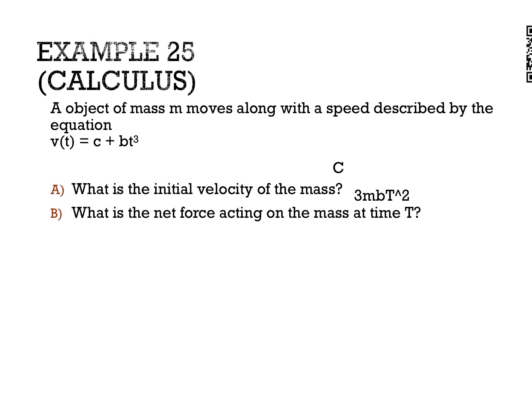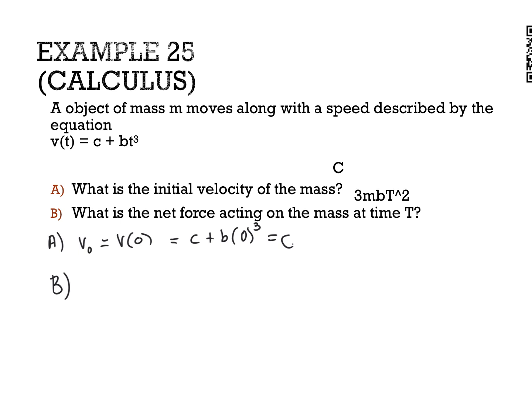So now we've got an object moving along with a speed. What's the initial velocity of the mass? Well, let's look. We just need to know the velocity at time 0, don't we? V naught would be equal to V at 0. So what is the initial velocity of the mass? That would be equal to C plus B times 0 cubed. So it's C.